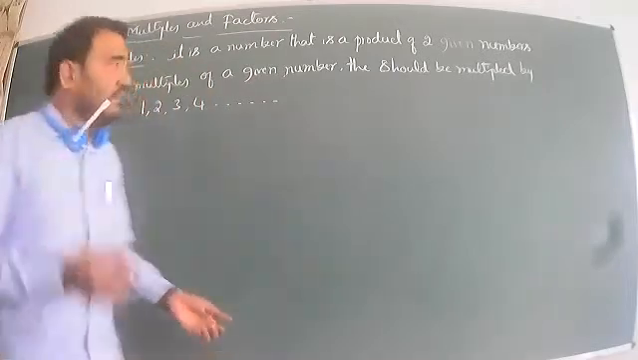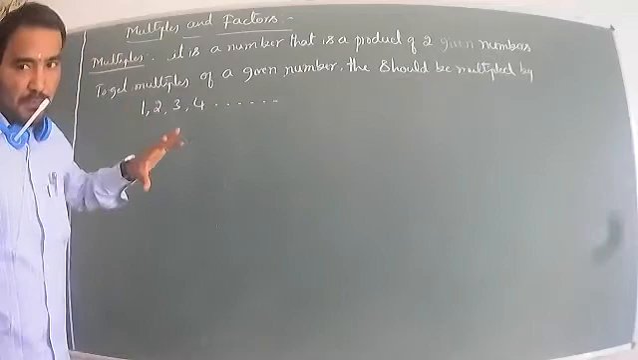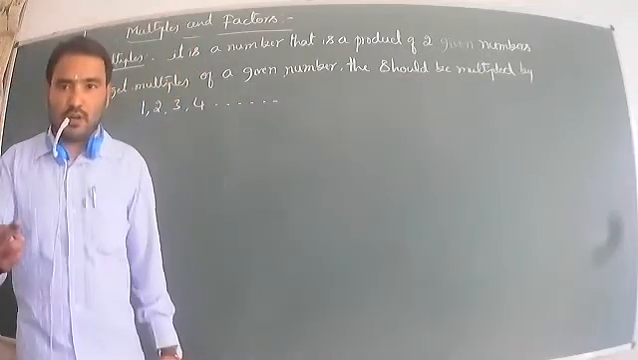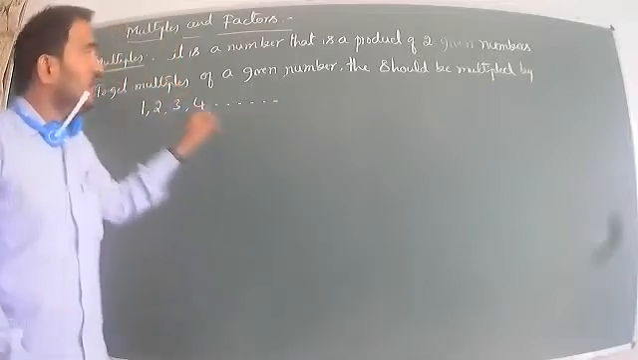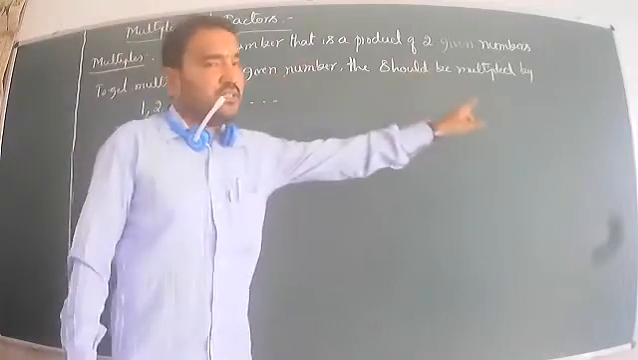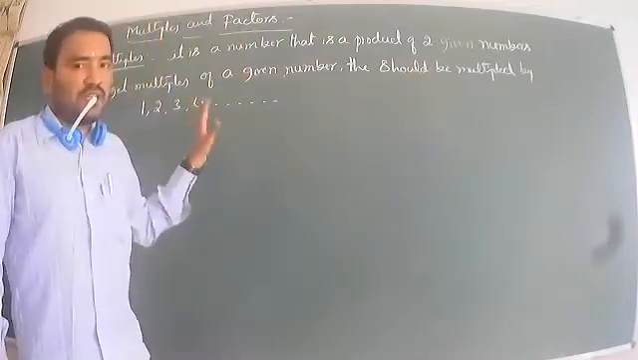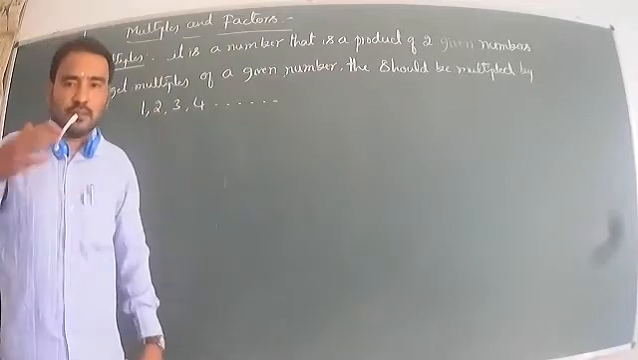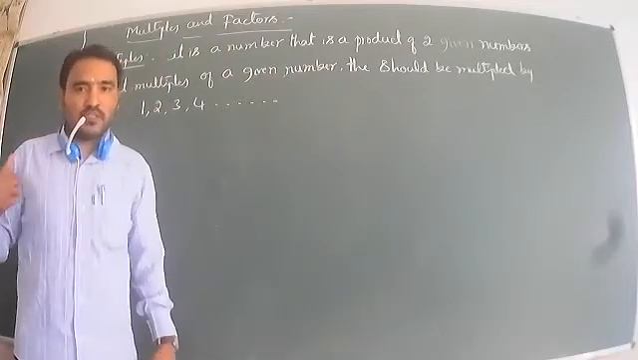Once again I will repeat it. A multiple is a number that is a product of two given numbers. To get the multiples of a given number, it should be multiplied by 1, 2, 3, 4, 5, and so on, uncountable numbers. So these are the multiples.